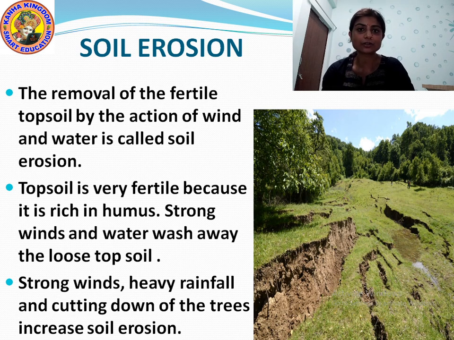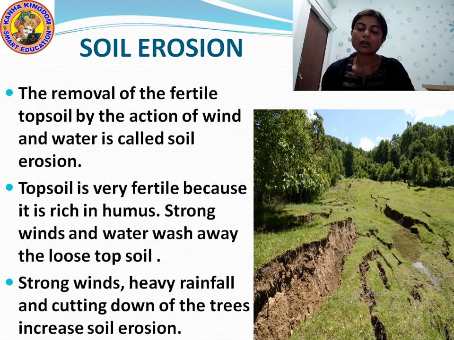Understood? What is soil erosion? It is the removal of the fertile topsoil by the action of wind and water. That is called soil erosion. And this topsoil is very fertile because it is rich in humus, and strong winds and heavy rainfall, that is water, wash away the loose topsoil, making the soil infertile.